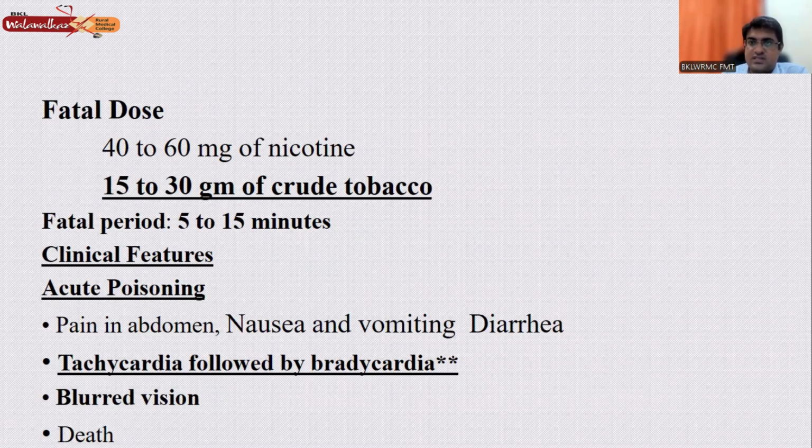Then clinical features. The clinical features are divided into acute poisoning and chronic poisoning. In acute poisoning, there is pain in the abdomen, nausea, vomiting, and diarrhea. There is tachycardia followed by bradycardia. Blurred vision is one of the most important clinical features seen in these patients. And finally, there may be death in these acute poisoning cases.